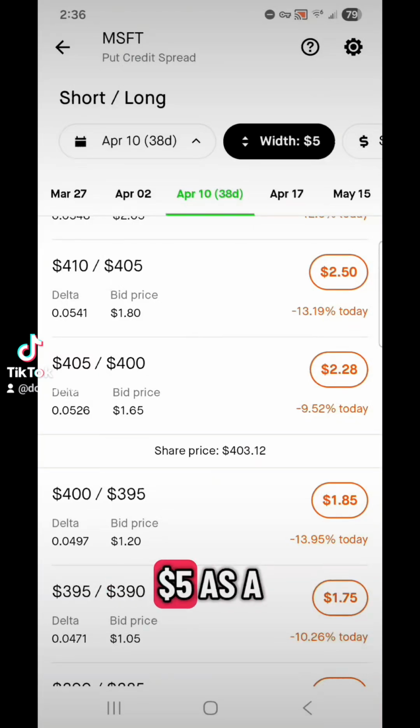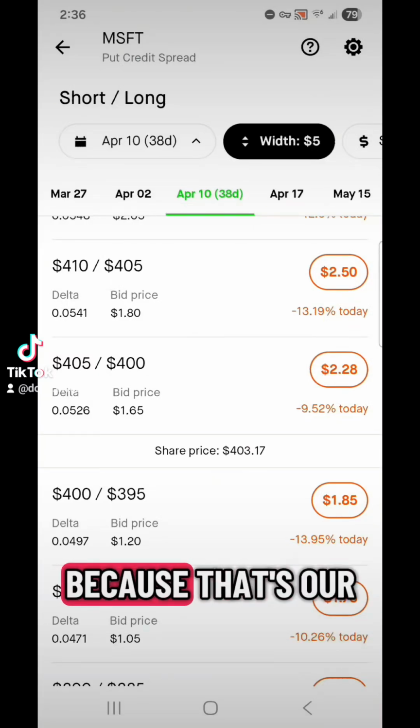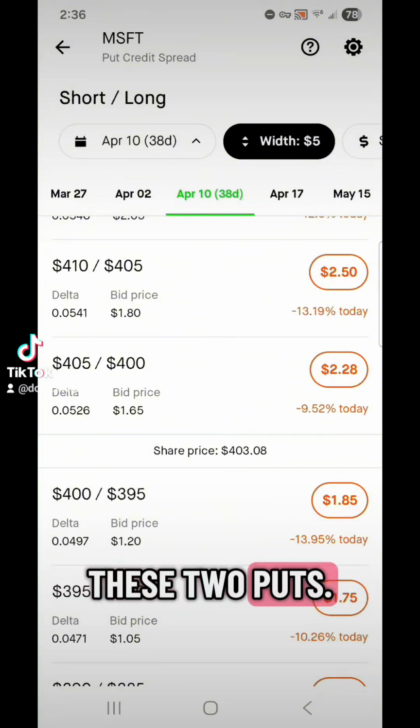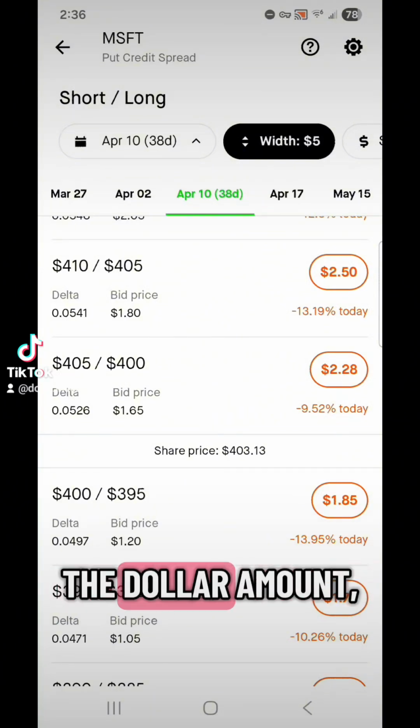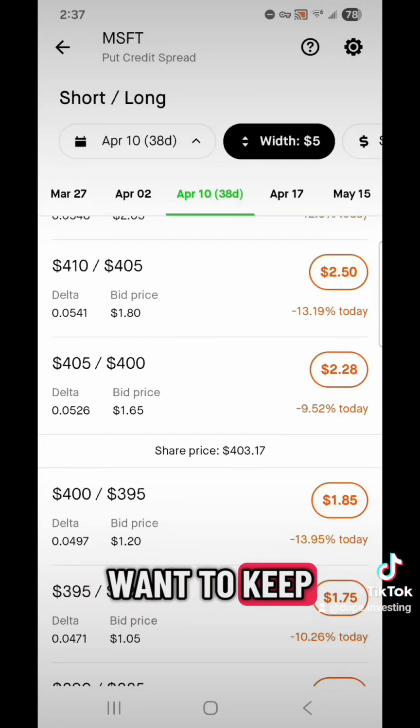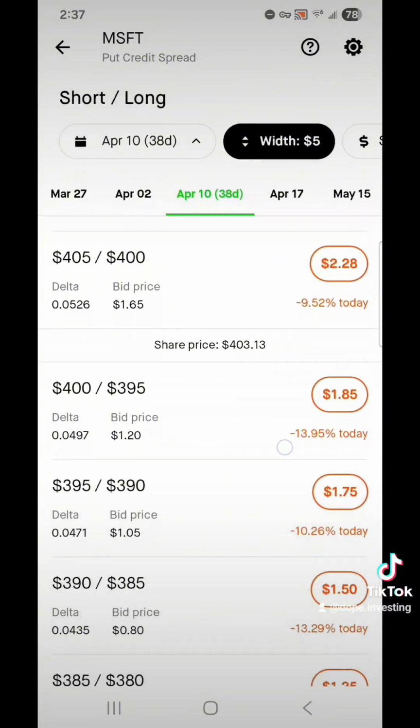So I'm picking $5 as the smallest width because that's our max loss, that width between these two puts. So the bigger the dollar amount, the bigger the width, the more max loss. So I just want to keep that as small as possible. So let's scroll down.